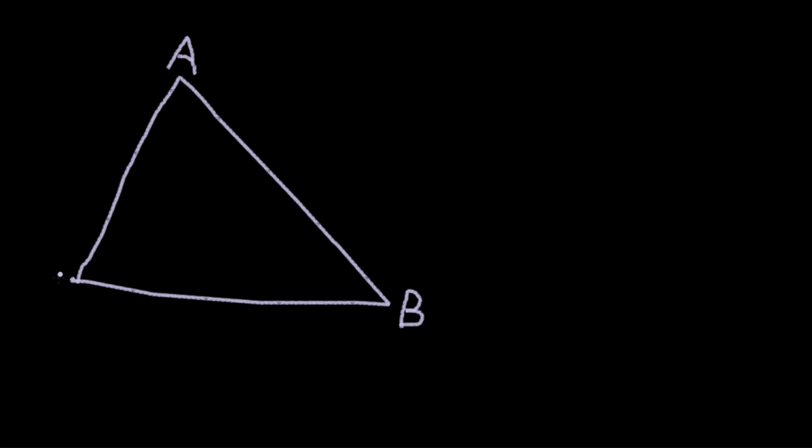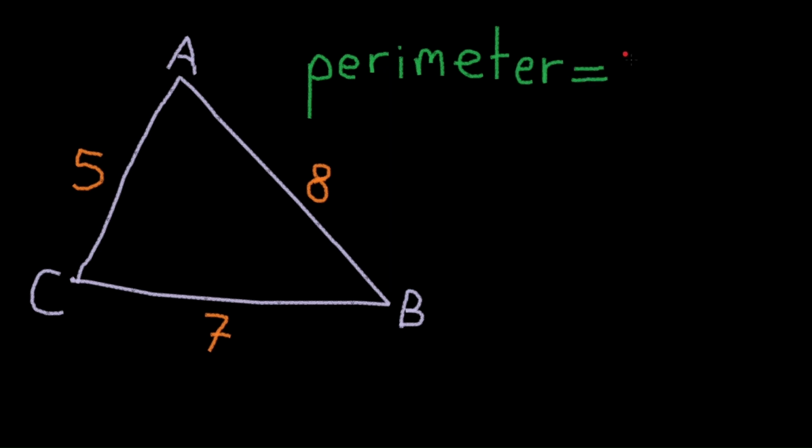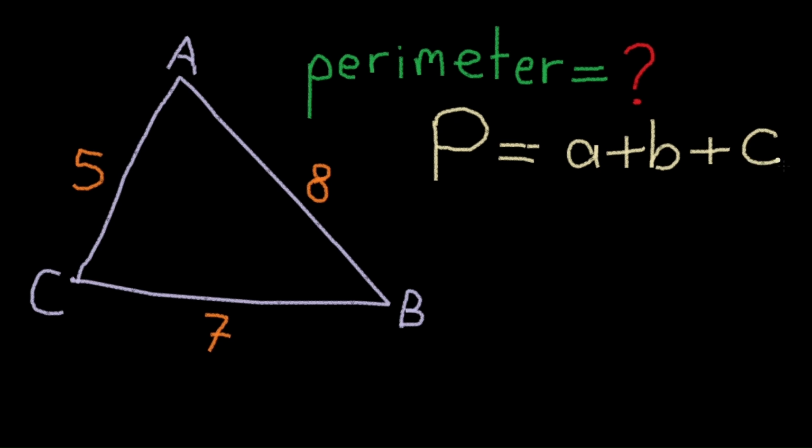This is the triangle ABC, and the sides of this triangle ABC are 7, 8, and 5. And we want to know the perimeter of this triangle ABC. The formula for the perimeter is basically this: A plus B plus C. So let's use this formula and add all the sides together.